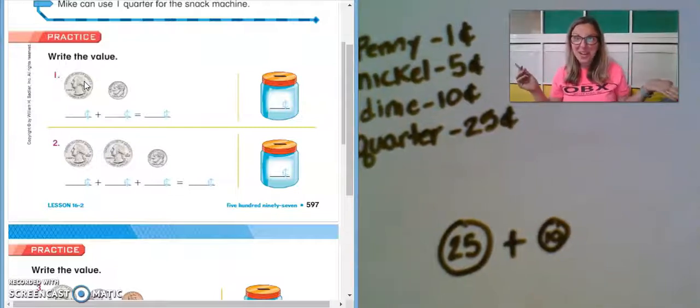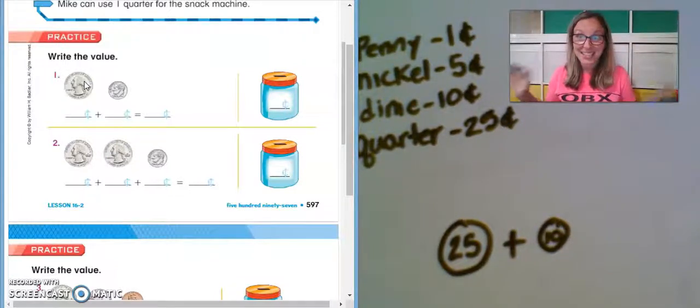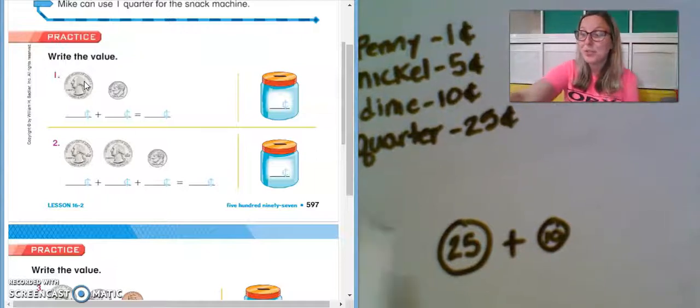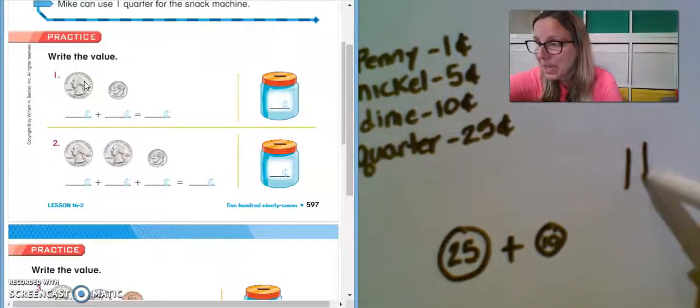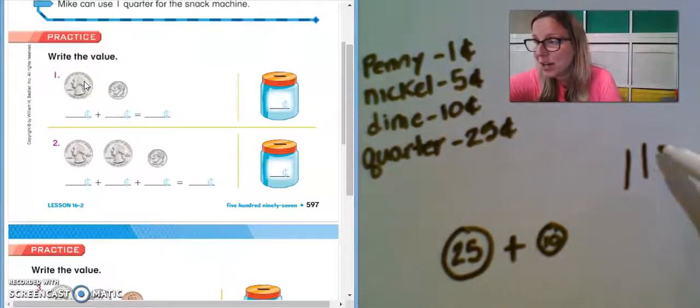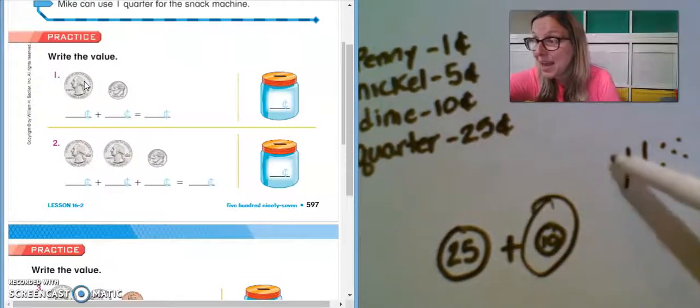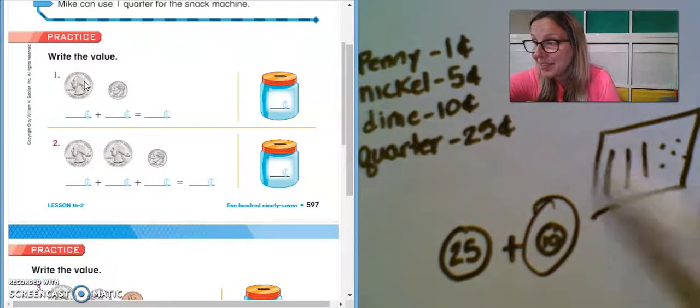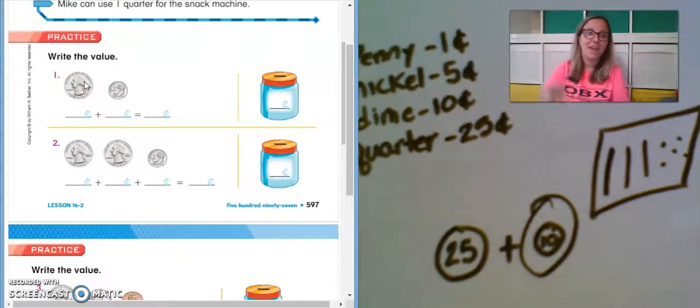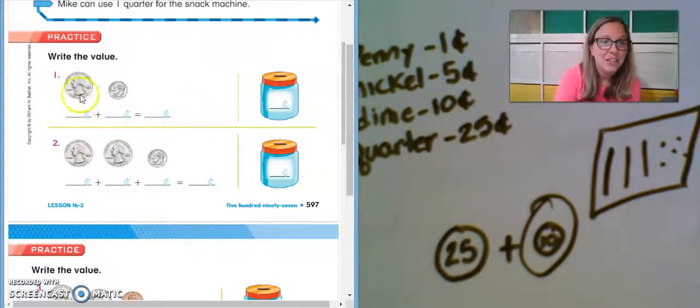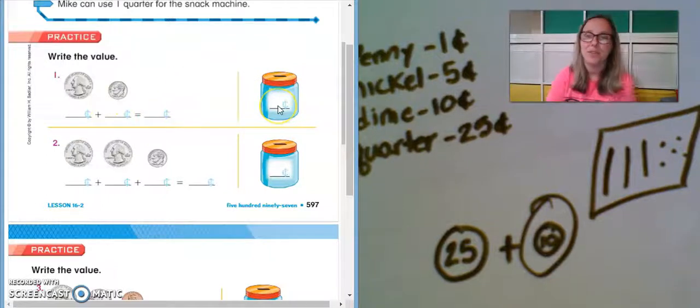Well, lucky for you guys, you did awesome on our adding tens chapter. So you know that 25 cents is 2 tens, bink, bink, and 5 ones, bink, bink, bink, bink, bink. And if I add another 10, boop, now I have 10, 20, 30, 35 cents. So 25 plus 10 equals 35, and you can put 35 cents in the jar.